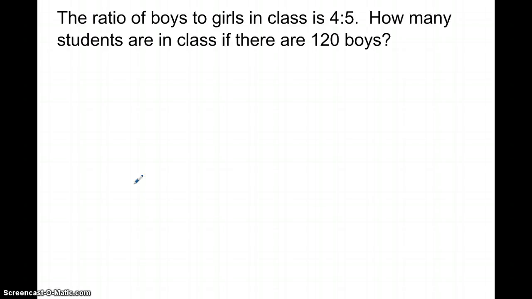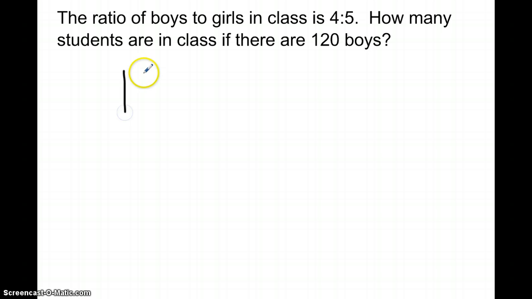We are going to use a ratio table to solve the following problem. The ratio of boys to girls in class is 4 to 5. How many students are in class if there are 120 boys? A ratio table is used when we want the students to use intermediate steps in order to develop equivalent ratios. In this problem, they're going to be able to use many strategies, or I'm going to show you many strategies that they can use within their ratio table to get to the answer of how many students are in class if there are 120 boys.